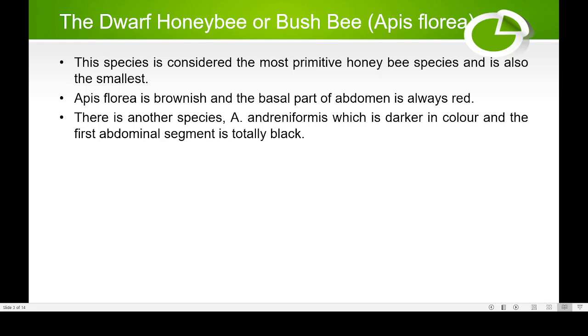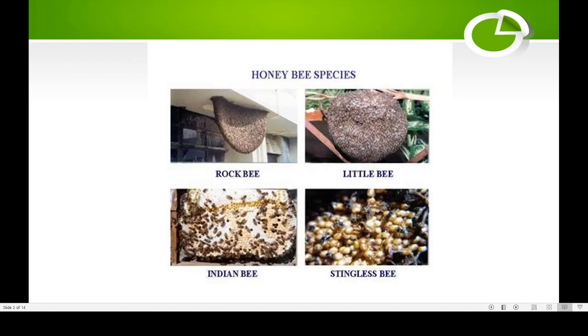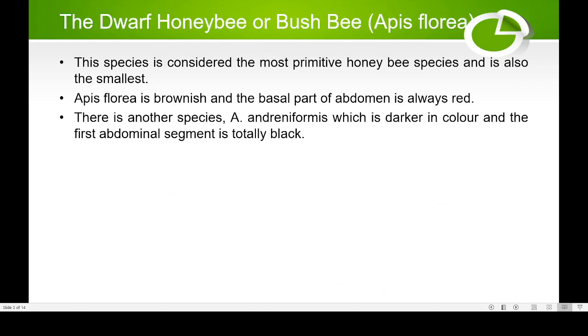It is a very primitive honeybee and it does not build a very large nest. It makes only a very small nest. Then one important feature of Apis florea is that its honey is generally considered medicinal, with higher medicinal value. That is the most important significance of Apis florea.